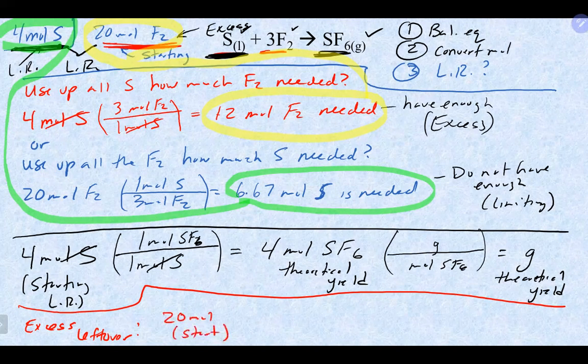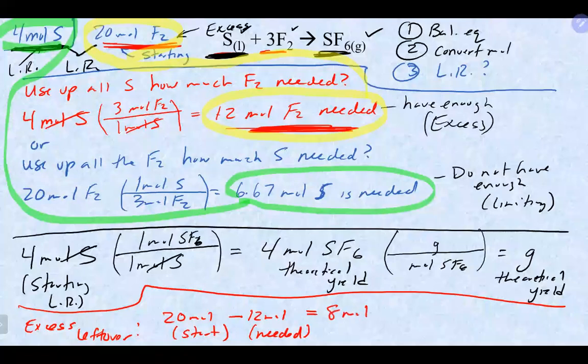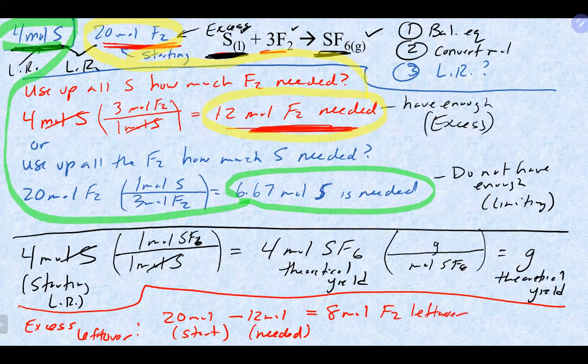And based on our calculation here, to figure out which one's the limiting reagent, we know that we need to use 12 moles of it to use up our limiting reagent, which means if we subtract our 12 moles, which is how much is needed, that would tell us that we have 8 moles of F2 left over, which obviously we could then figure out grams if we want to, using the molar mass of how much is left over.